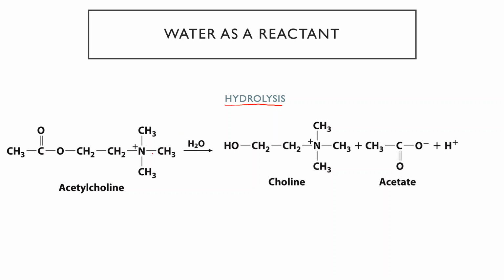Hydrolysis occurs when a molecule is broken up into two or more other molecules, with a water molecule being one of the reactants. So, for example, acetylcholine breaking down into choline and acetic acid is a hydrolysis reaction, because this OH group gets attached where this bond is right here, and then a proton comes off as well, but now you have a molecule of choline and an acetate. So that's just an example of a hydrolysis reaction.